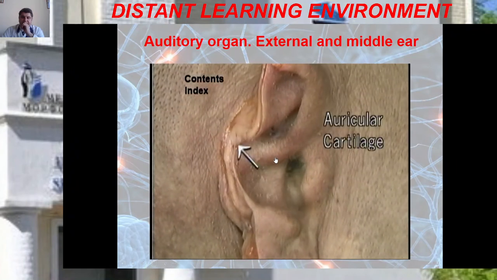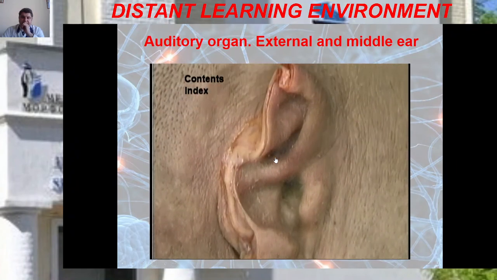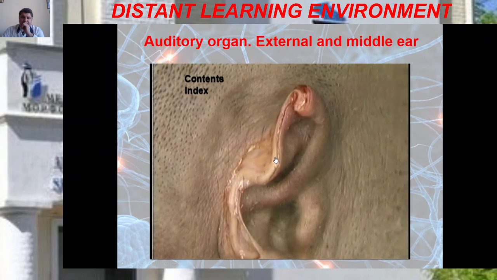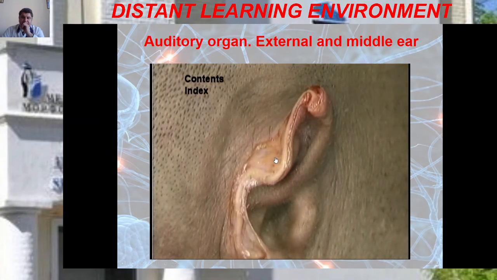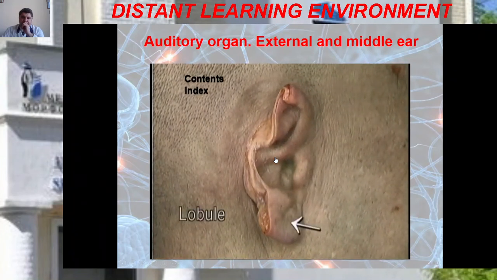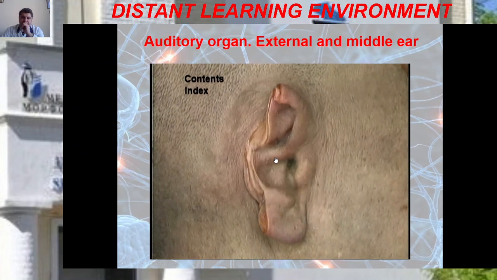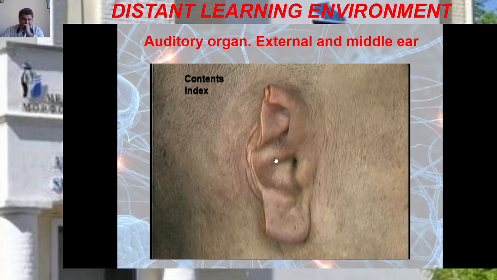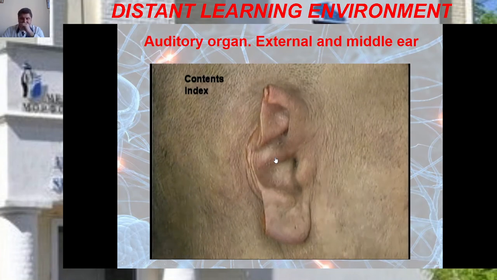Here's the cut edge of the auricular cartilage. It's highly elastic. The skin of the auricle is attached to the cartilage closely on the front, less closely on the back. The lowest part of the auricle, the lobule, contains no cartilage. To look at the external auditory meatus, we'll remove the auricle and the surrounding skin.